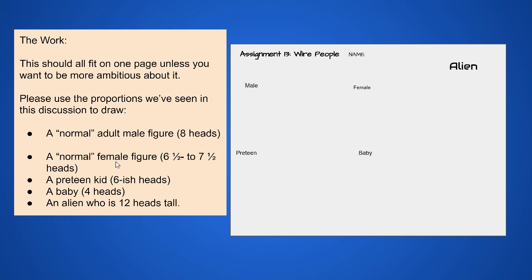And then let's try to make an alien that's 12 heads high, just for fun. Okay? Quiero que me inventes un extraterrestre que mide 12 cabezas, solamente para entretenernos. All right, those will be labeled assignment 13. Y tu nombre, don't forget to sign it, and make sure I see a picture of that.